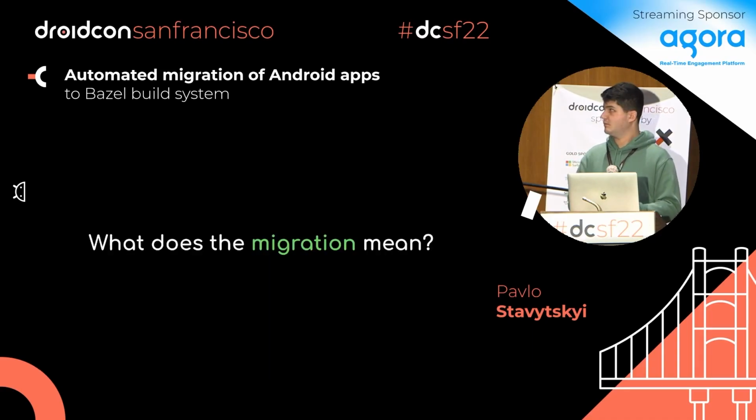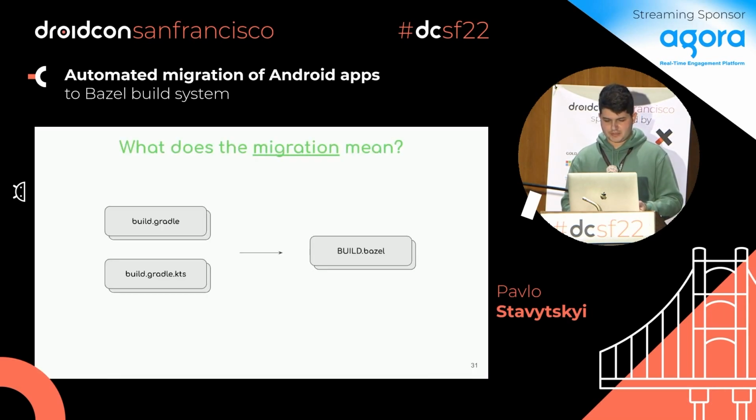Okay, so since we are talking about migration, let's clarify at the beginning what the migration means. What is the end goal of this process and what do we want to have as a result? If you have a large Android project that consists of hundreds or maybe thousands of modules, each of those modules would have some build.gradle or build.gradle.kts files. The end goal is to make sure that for each of those build.gradle files, we will create similar build.bazel files, which in turn internally would have all the configuration and scripts that will allow us to build the same modules but with Bazel.